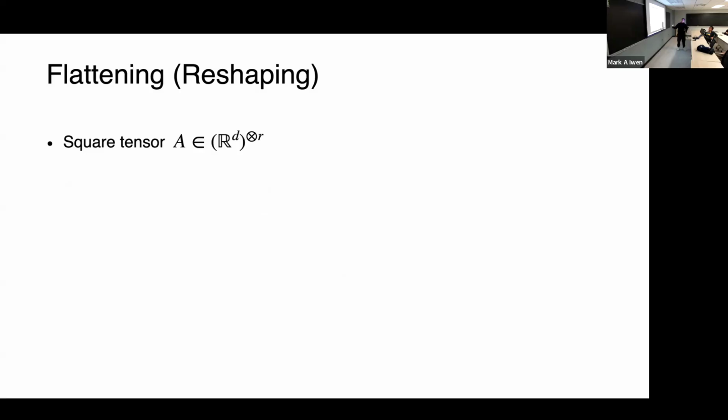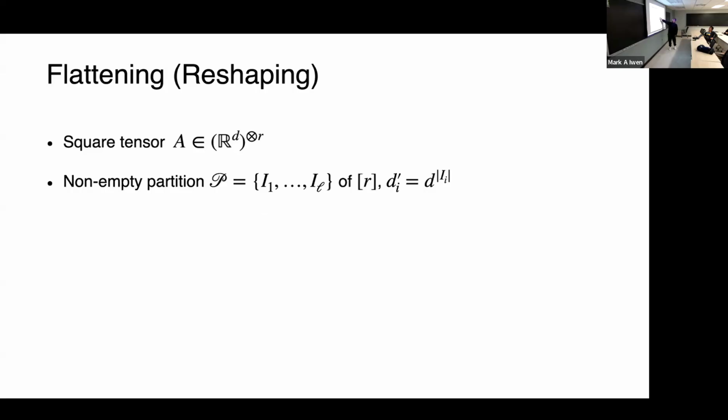Most generally, if I have a square tensor and a non-empty partition, and I apply this partition to A, I'll get an order L tensor, where each of the indices has dimensionality d to the size of the subset.